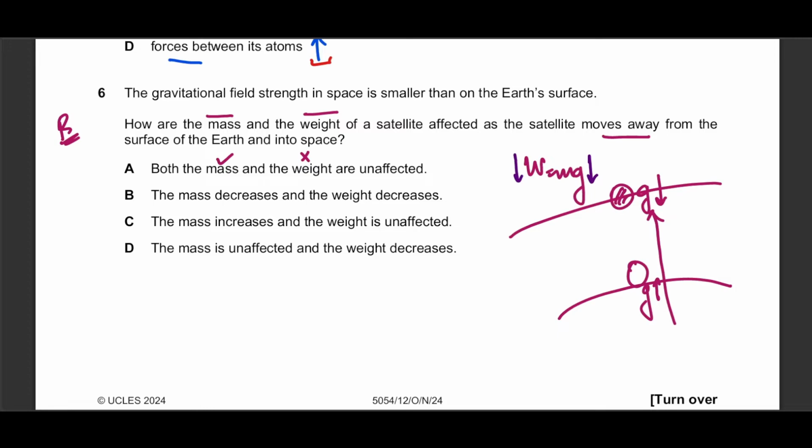He says the mass decreases. So since the first statement is wrong, I wouldn't bother reading the rest of it. The mass increases. Again, the mass is not going to change. I will not bother reading the rest of the statement. Option D. The mass is unaffected. True. And the weight decreases. True. Because as the satellite is moving away, the value of g decreases, the value of weight also decreases. So the answer will be option D.